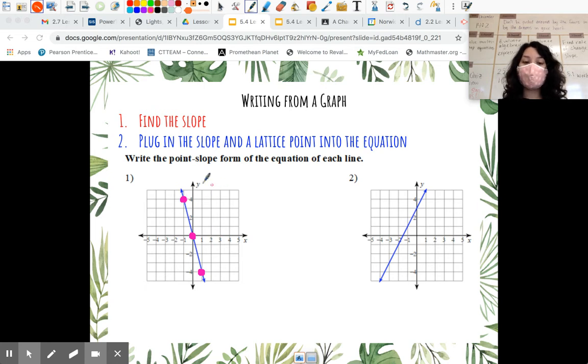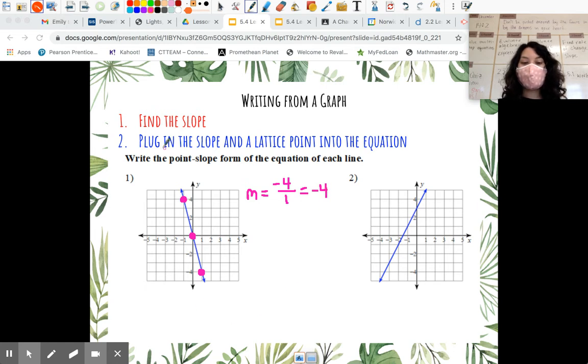It doesn't matter which points I start with. I'm just going to start from this one and go to this one. I know that right off the bat, my slope should be a negative because the line's falling. I rise -4, and I run 1. So I can reduce this to -4.